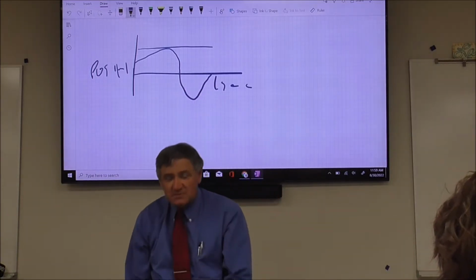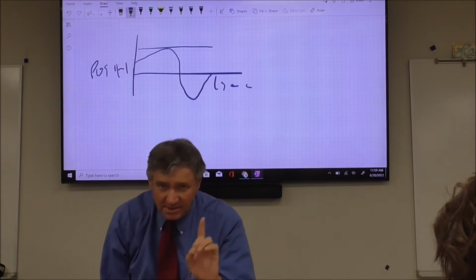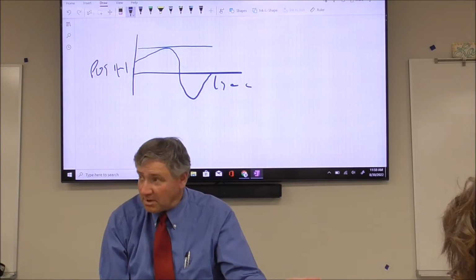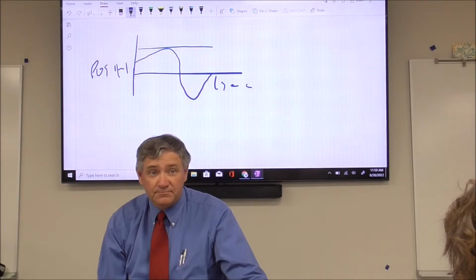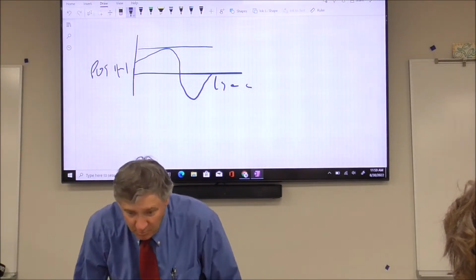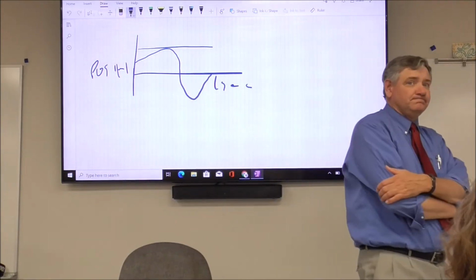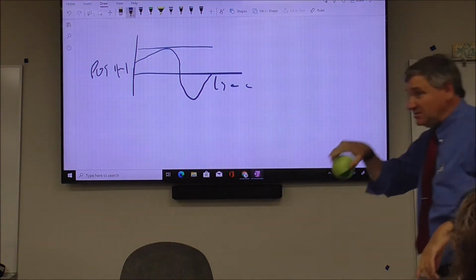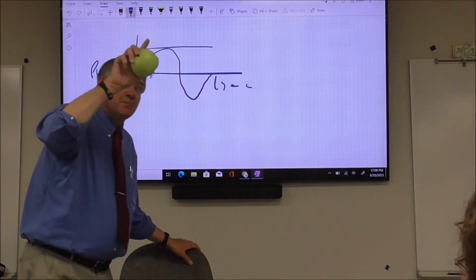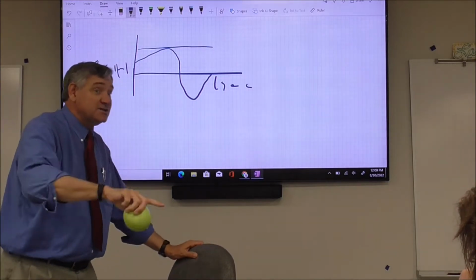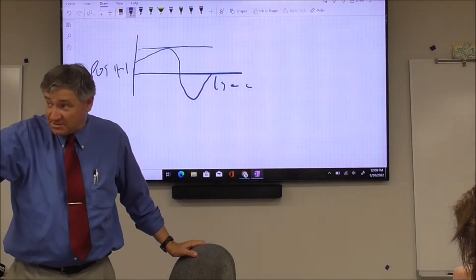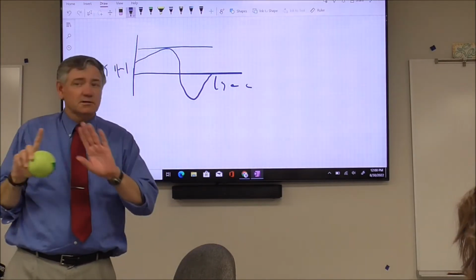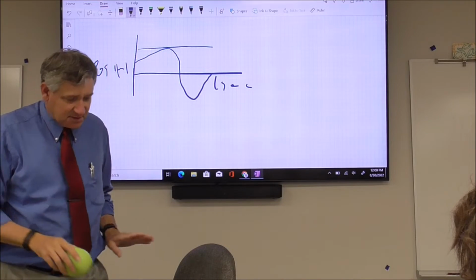Now, true or false? If an object's velocity goes to 0, that means it changes direction. False. Why? I could just be walking in one direction, stop, and then just keep going in the same direction. So just because my velocity goes to 0 doesn't mean that I change direction. But I can't change direction without going to 0. Now again, we're not talking about circles. We'll get to circles later. Completely different thing. Let's not talk about circles.